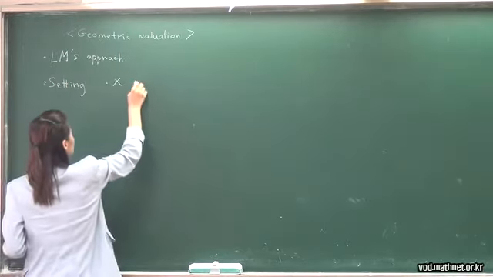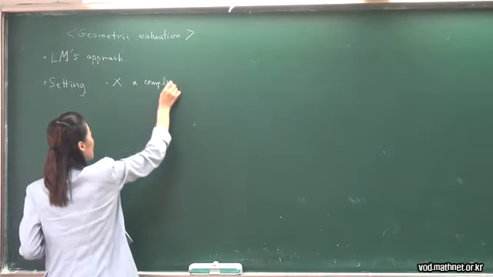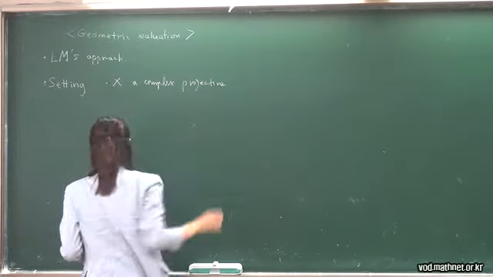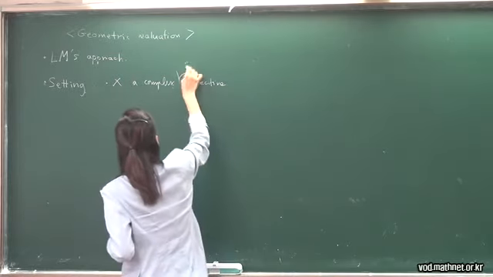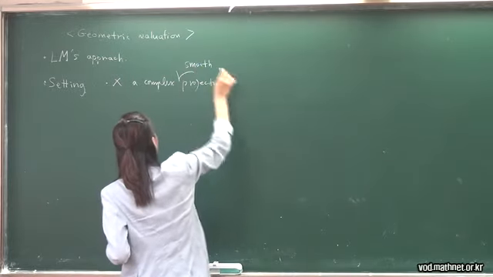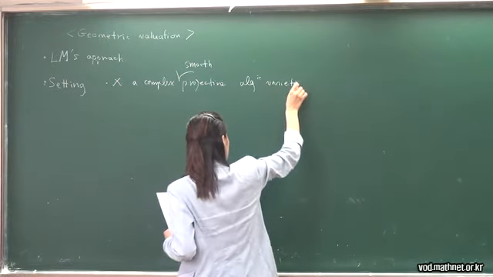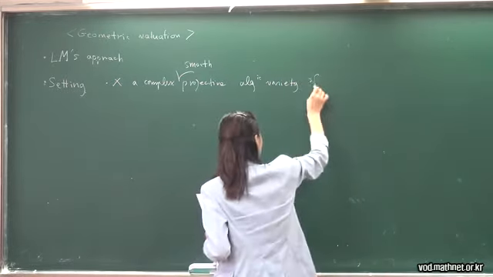So X is a complex projective smooth algebraic variety of dimension n.